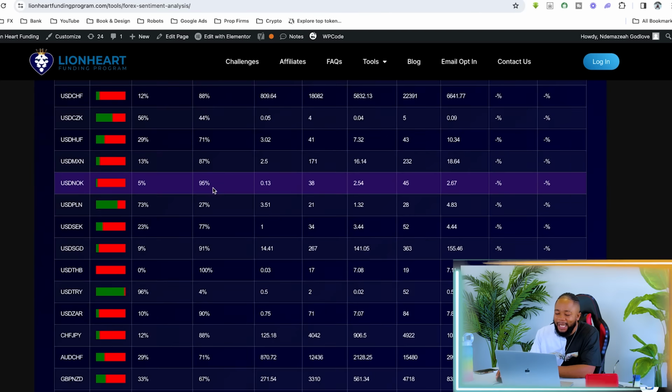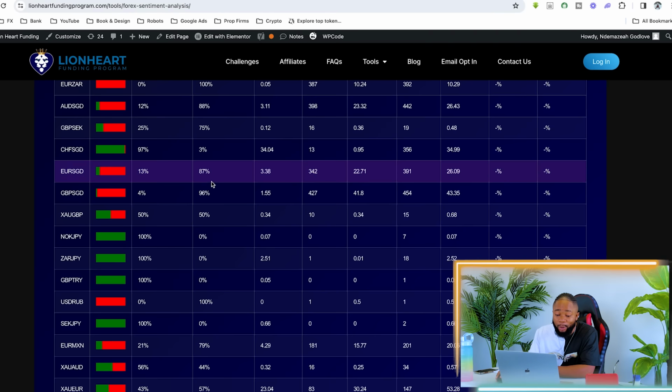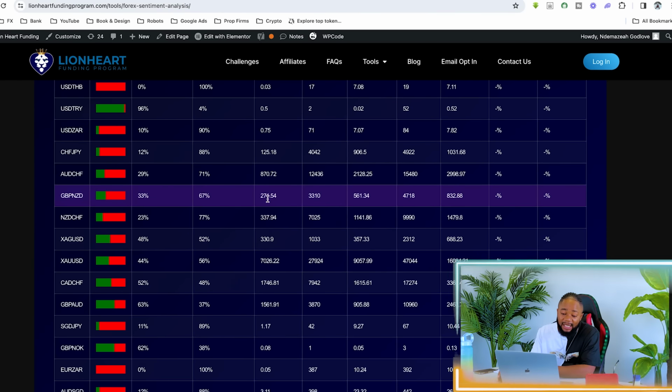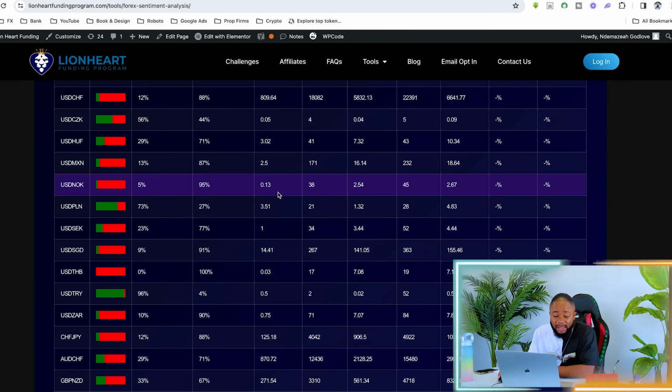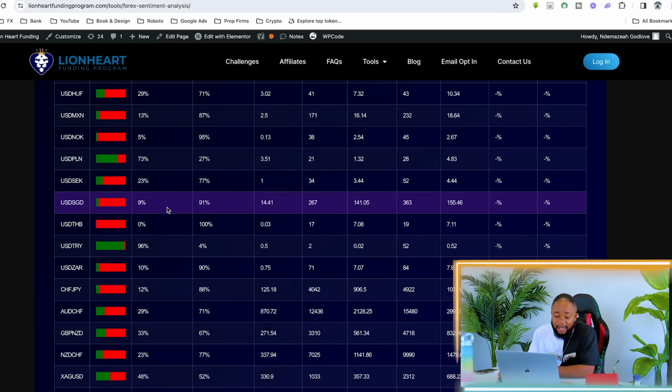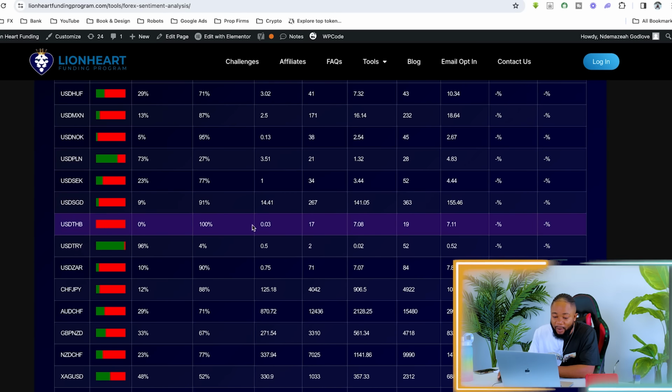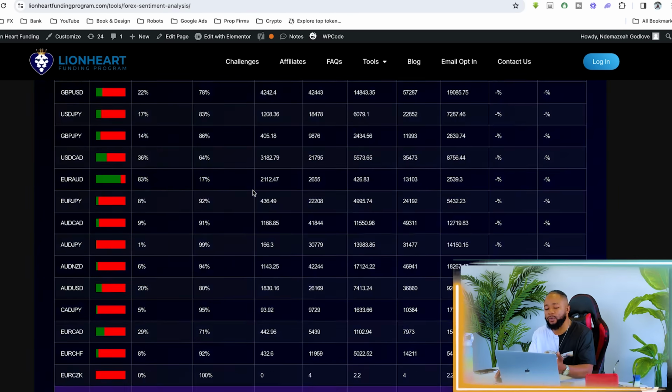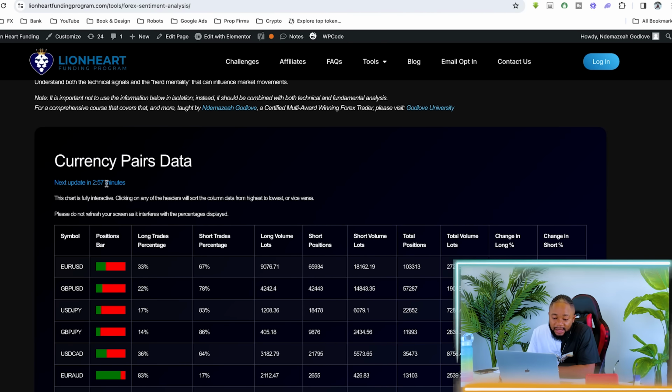You can check that on any currency pair. You'll be able to see, even on NASDAQ, what's happening. I can see even on this currency pair, the majority of people are selling. This one, almost 100% of people are buying, you see. So you can always come here on sentimental analysis. Next update is in 2 minutes. Remember, this is updated every 2 minutes. Good.